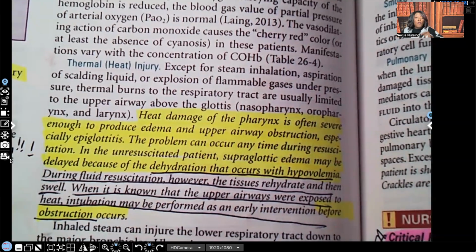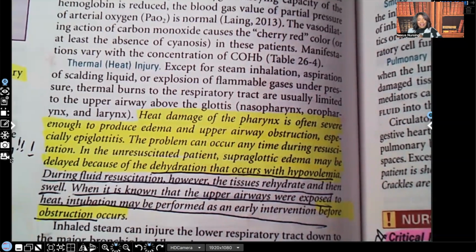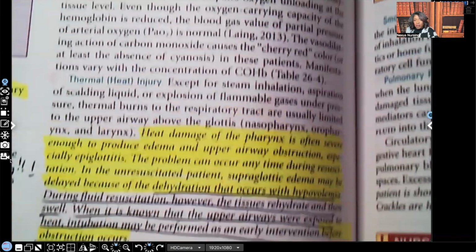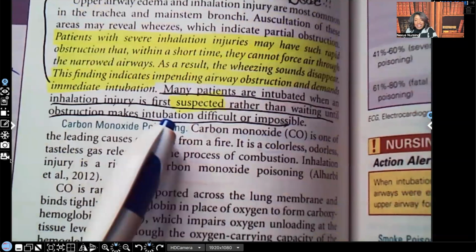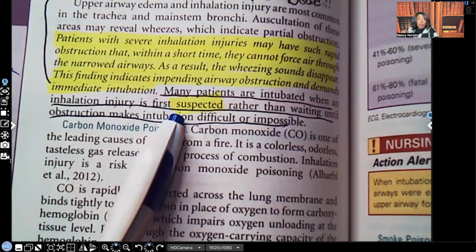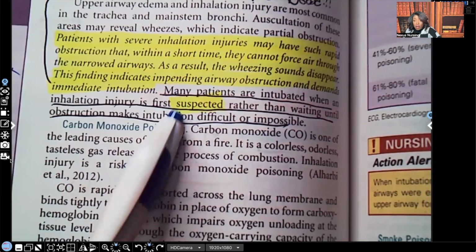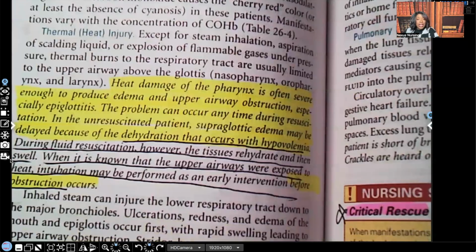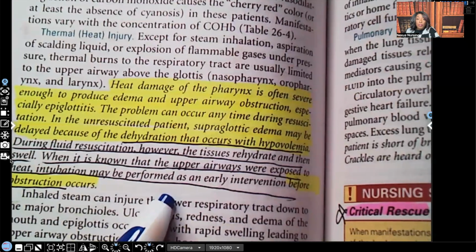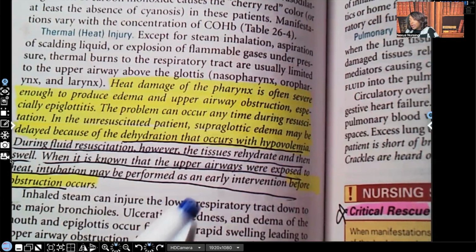intervention before obstruction occurs. Didn't they just tell us the same thing up here? Take a look. Didn't they tell us that if we suspect they breathed in smoke and those noxious agents, we're going to intubate them? They said it here, and then they tell you a second time down here. Why? Because it's so important. You're most likely going to see that on a test. You need to know it. Let's keep going.